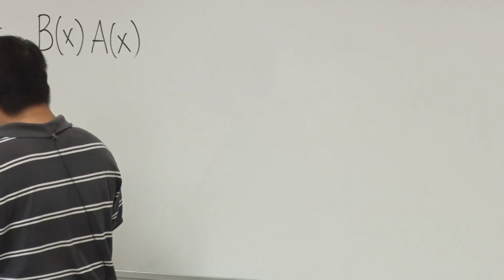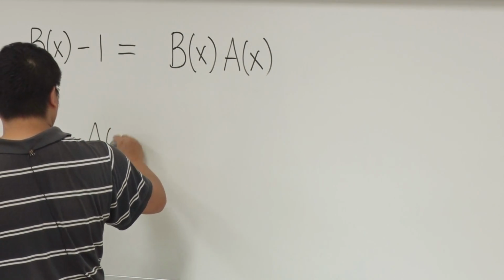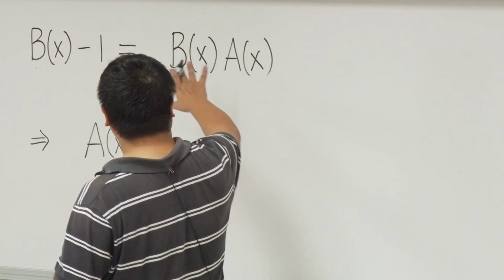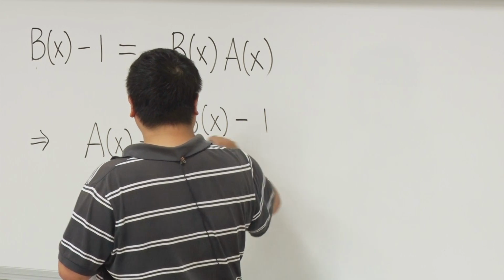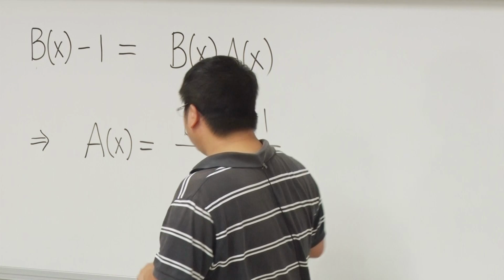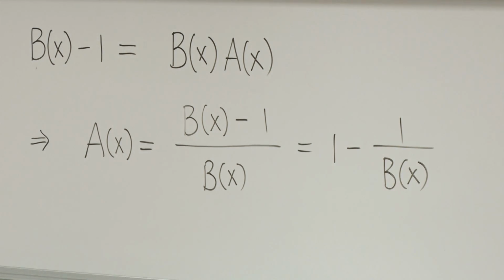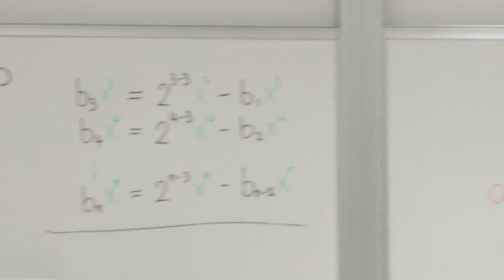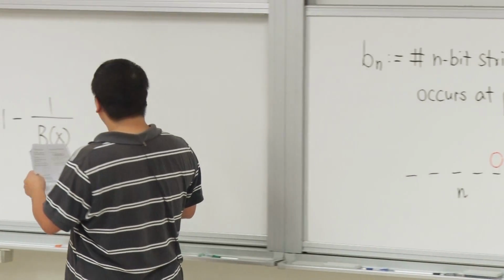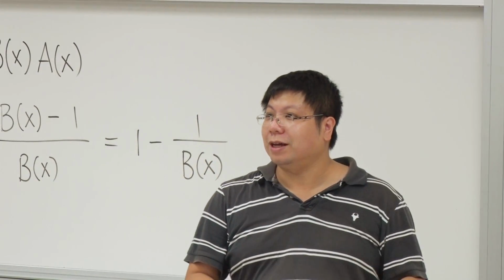Then what do we have? This implies a(x) is equal to, you divide by b(x) on that side. So it is equal to (b(x) minus 1) divided by b(x). Or if you like, this is equal to 1 minus 1 over b(x). We have b(x) computed. b(x) is equal to that one. So a(x) is going to be 1 minus this number. Wow, yeah, we can solve it. Just solve it. Good.